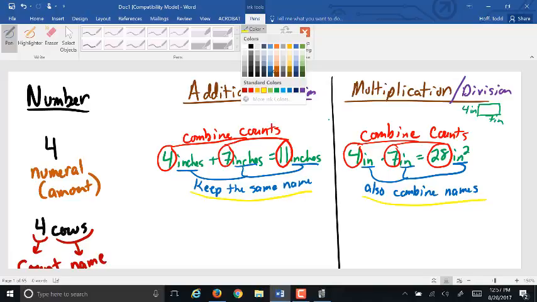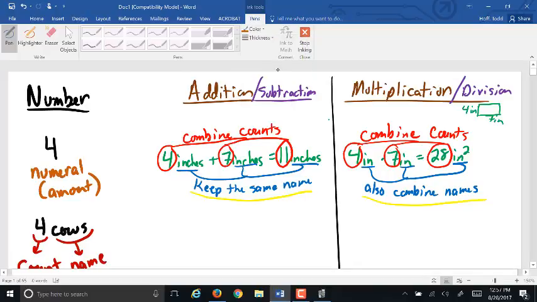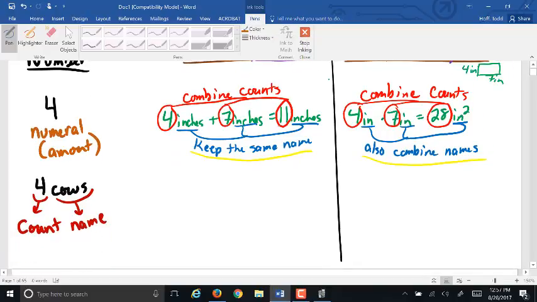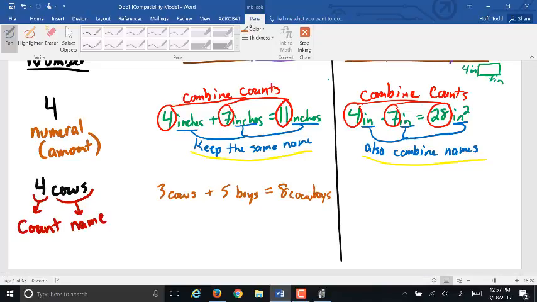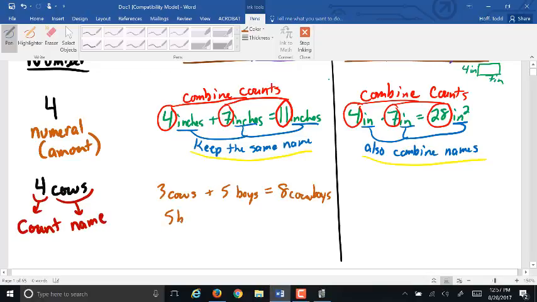In fact, this idea even determines what we can even use in each operation. For example, let's say I had 3 cows and 5 boys. If I add them together, do I get 8 cowboys? That doesn't work, does it? Or if I switch them around, 5 boys and 3 cows, would I get 8 boy cows?